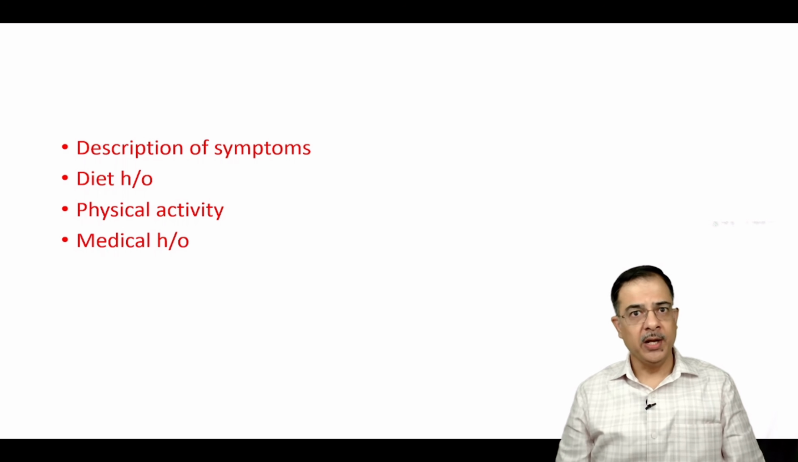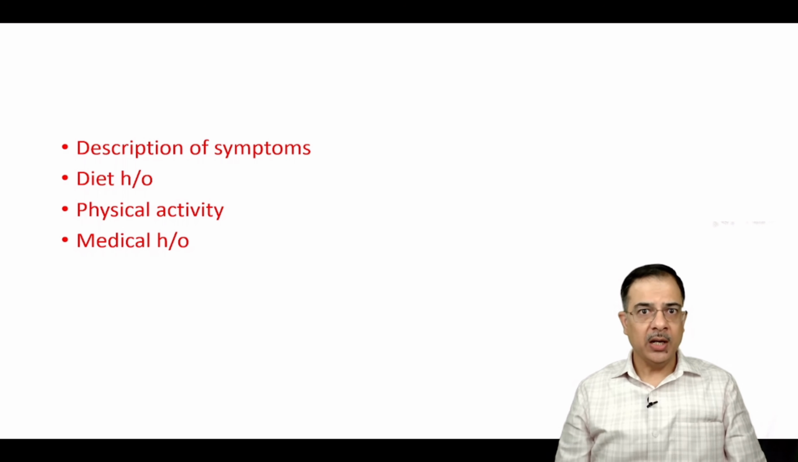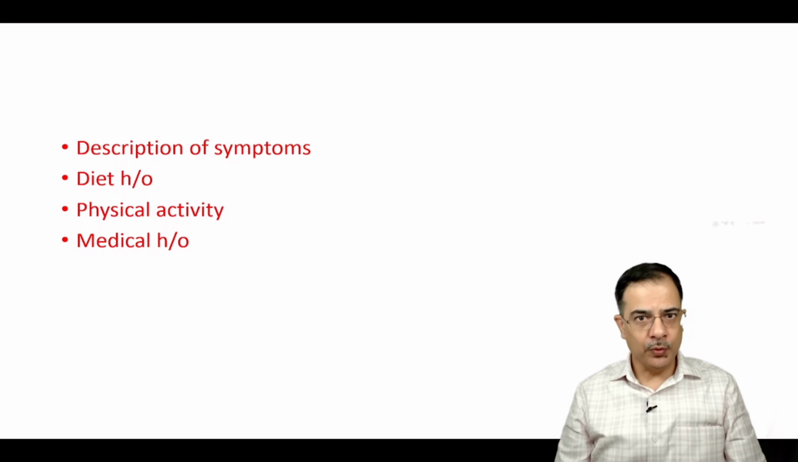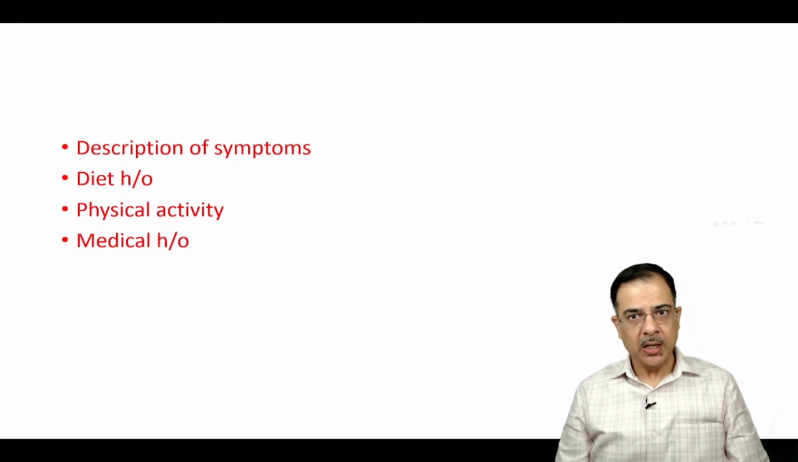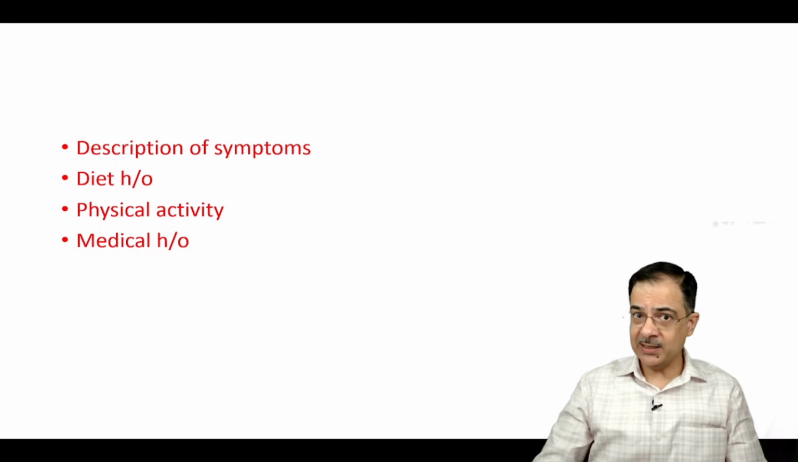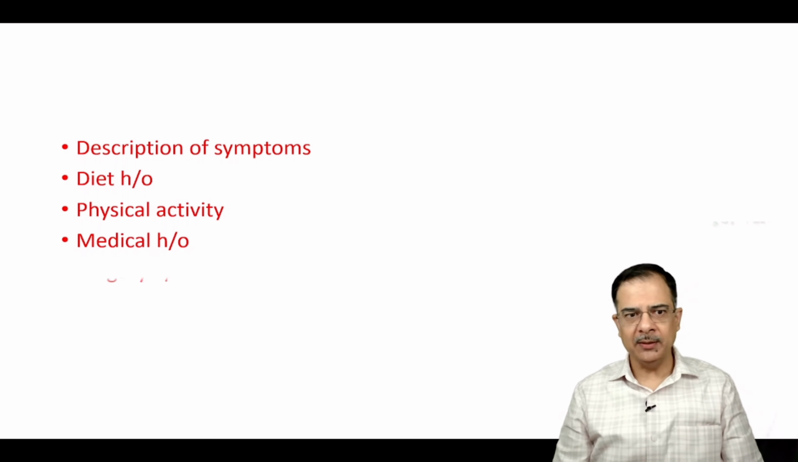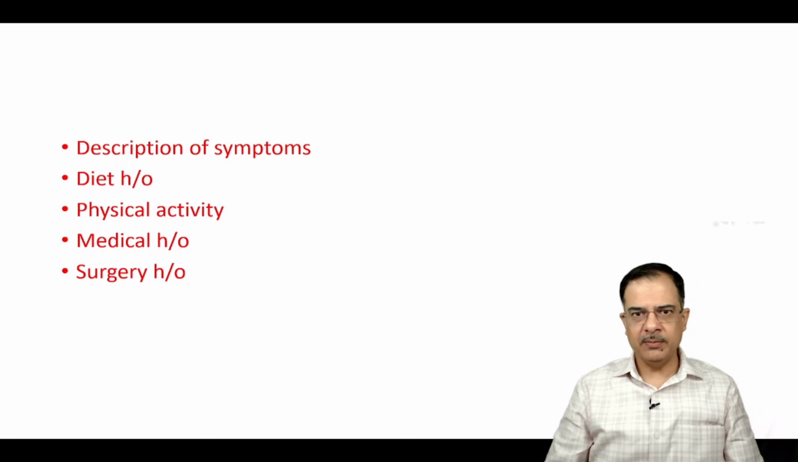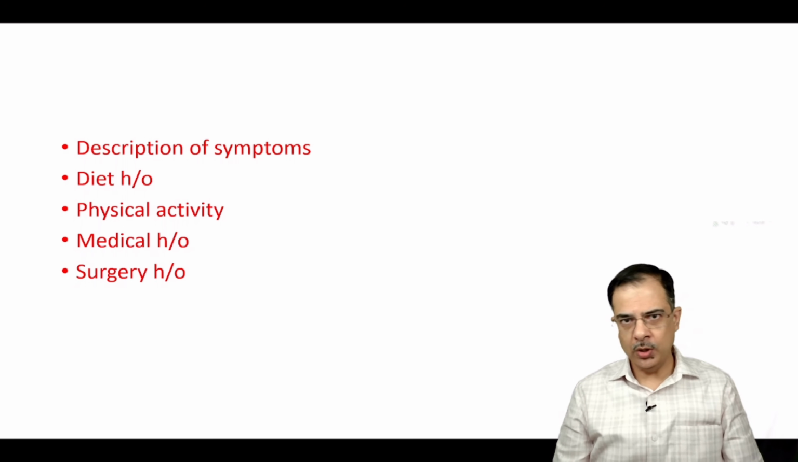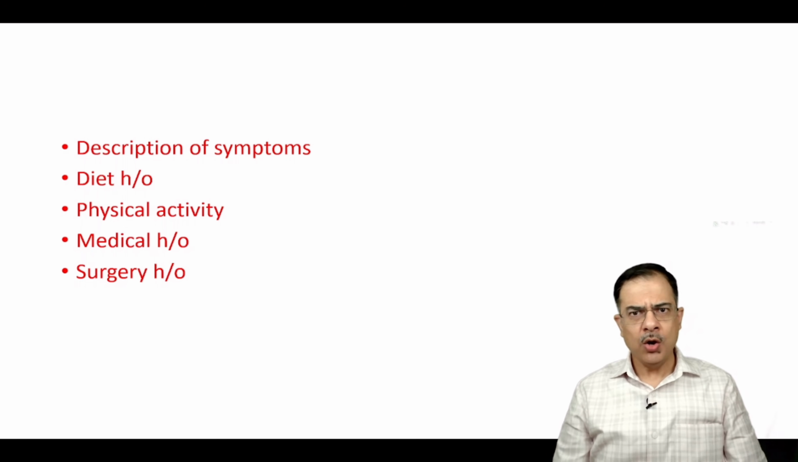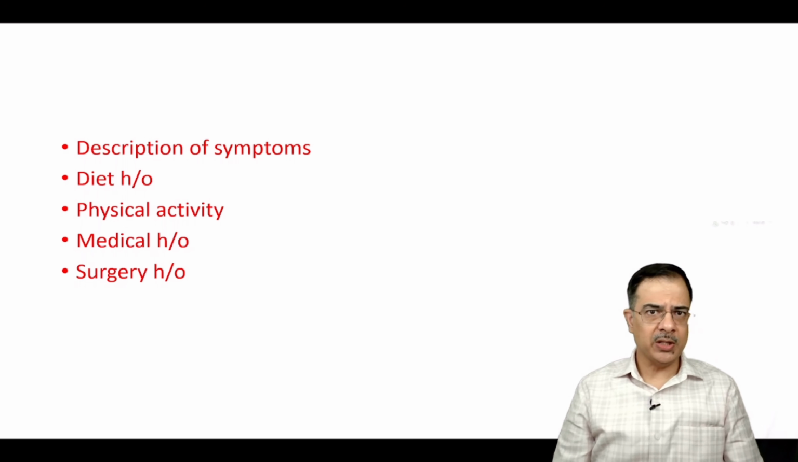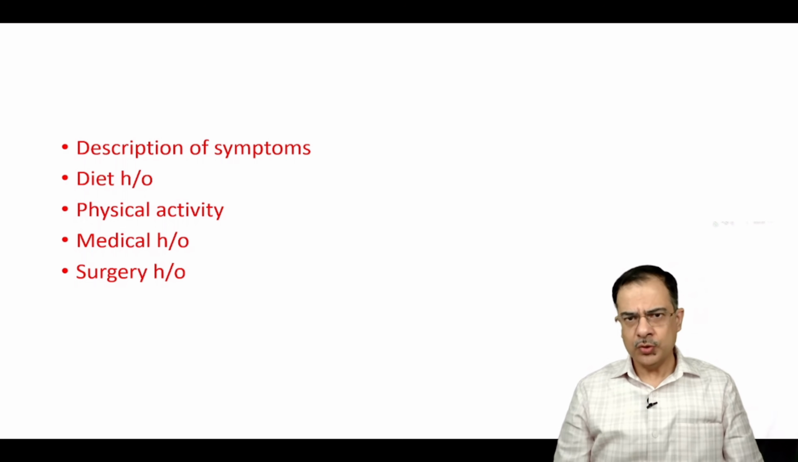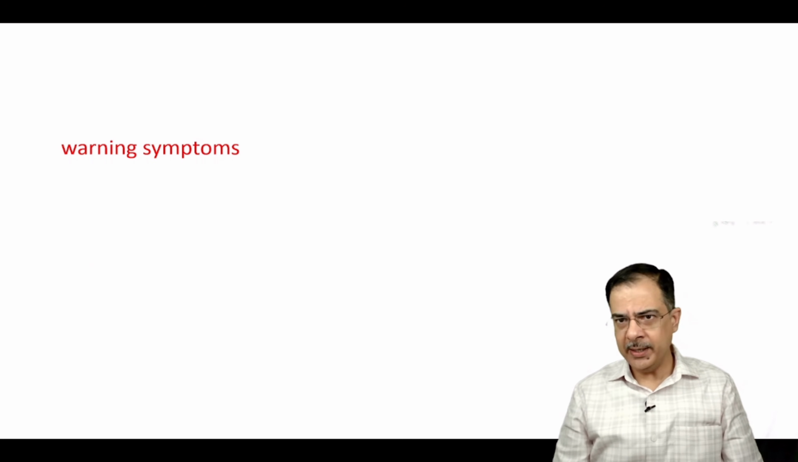Medical history is important. Take a history of diabetes, any neurological disorders, whether the patient has systemic sclerosis, or hypothyroidism, and whether it is controlled or uncontrolled. Surgery history: whether because of surgery there was some nerve injury, or spinal anesthesia was given, or the patient has undergone a cesarean. So these sorts of history should be taken. And most importantly, warning symptoms.